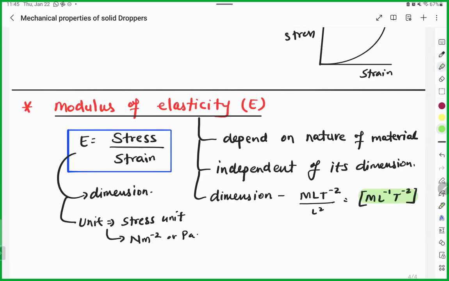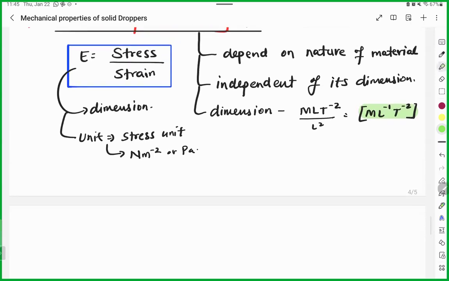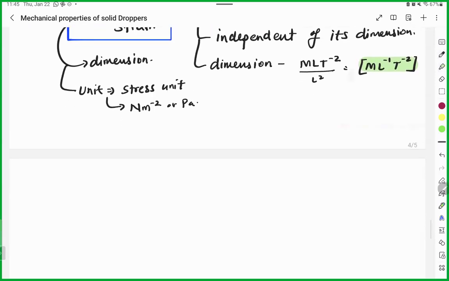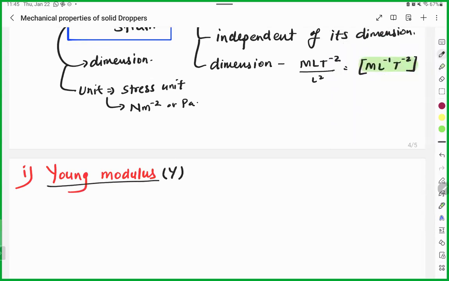Any doubt, guys? Based on this, we can solve the most popular question asked from this topic, which is the Young modulus of elasticity. Young modulus of elasticity is represented with Y, and this Y will be equal to longitudinal stress divided by longitudinal strain.